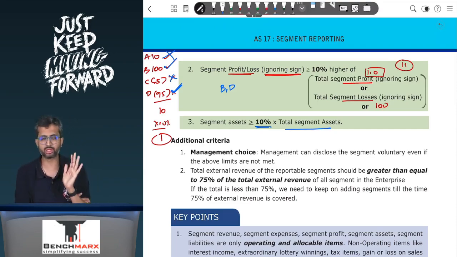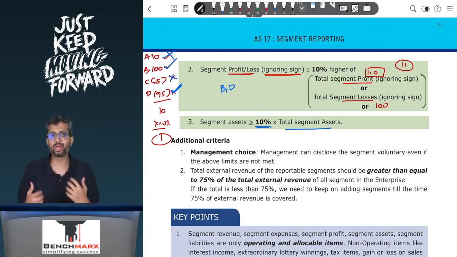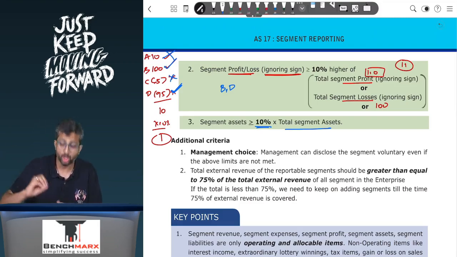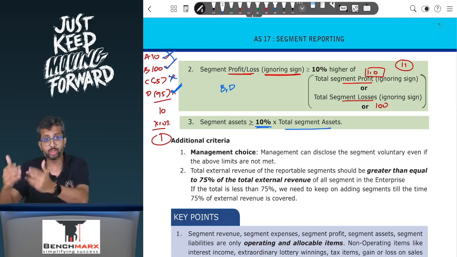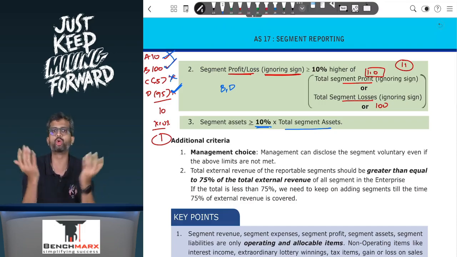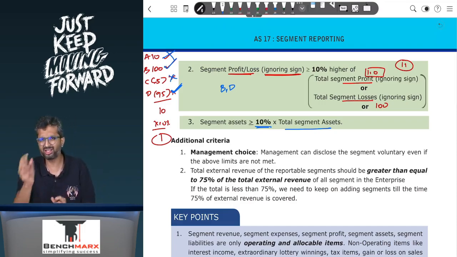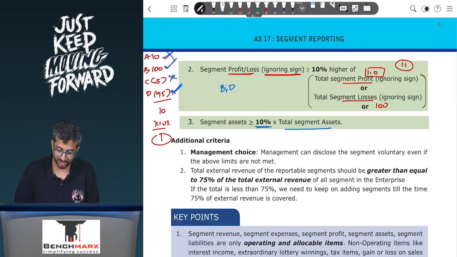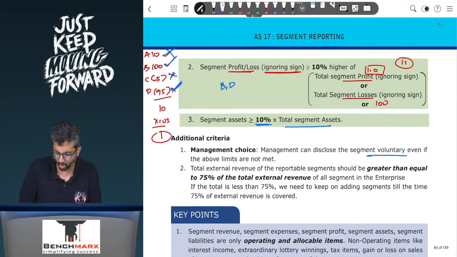Next, there are some additional criteria. There may be a case where a management wants to show some segment even if it does not meet the 10% threshold for each of the criteria. Like Tata has started, let's say, Tata New. Now that is an e-commerce venture. Tata wants to show its readers that it is trying to move in the direction where the overall trend is moving, but it is currently small, but I still want to show it. Well, then it is management choice. If the management decides that it wants to show a segment voluntarily, it can very well show it.